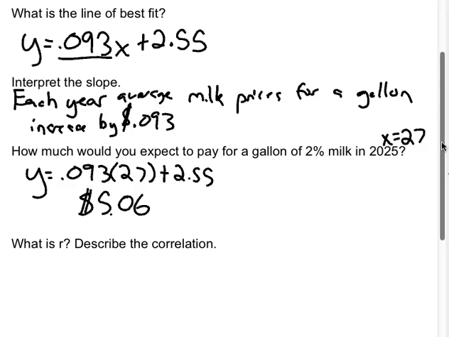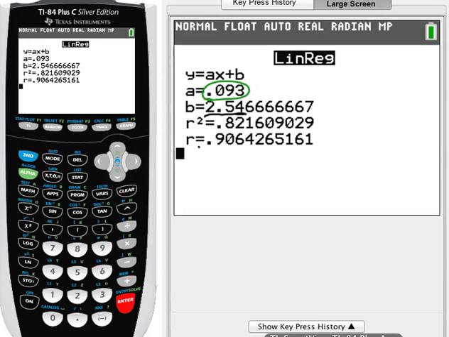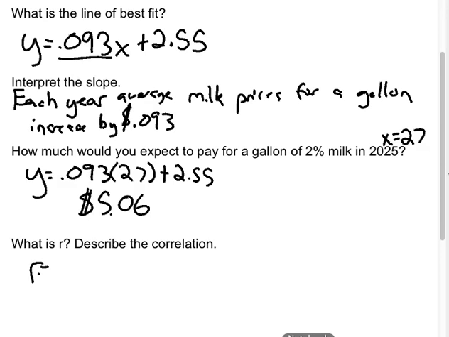And finally, R, let's go back and look. R is about 0.91. So just like before, that is still very close to 1. So that's a strong positive correlation.